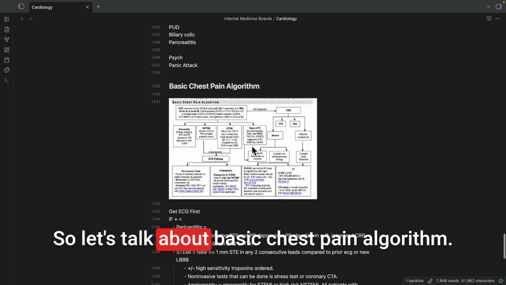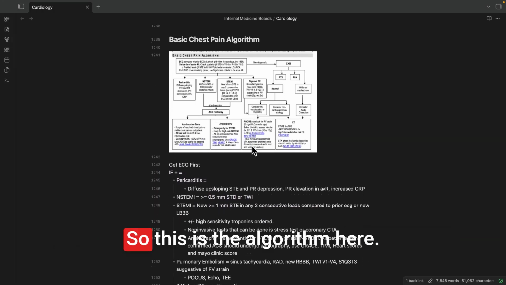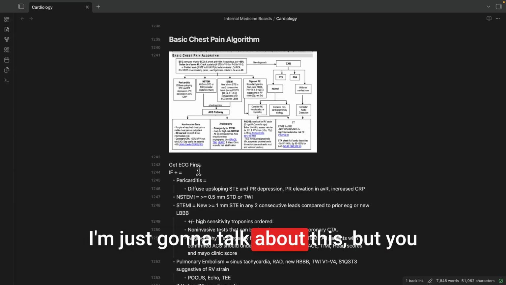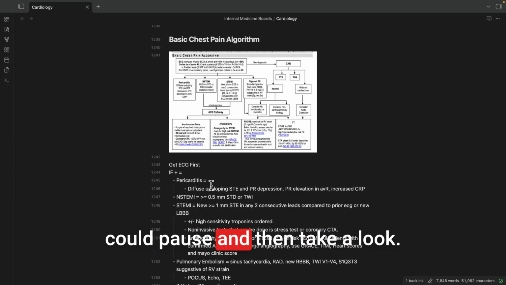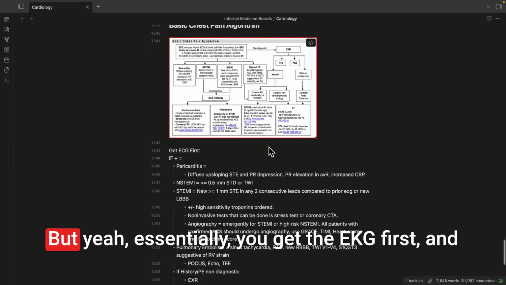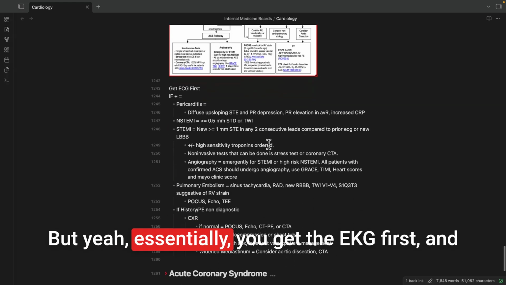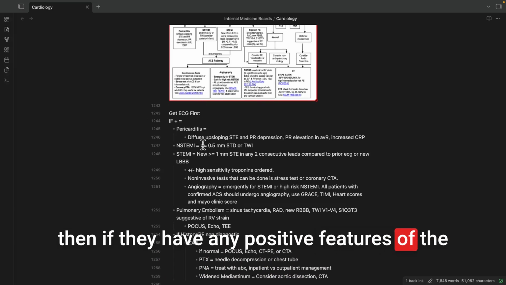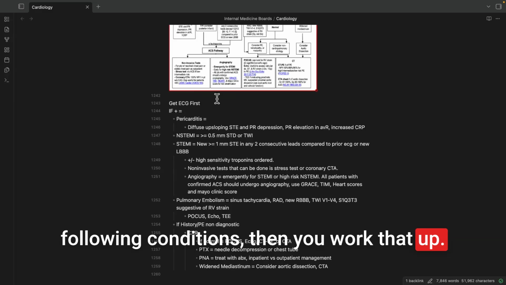So let's talk about the basic chest pain algorithm. This is the algorithm here. I kind of wrote it down in text format. I'm just going to talk about this, but you could pause and take a look. Essentially, you get the EKG first, and then if they have any positive features of the following conditions, then you work that up.